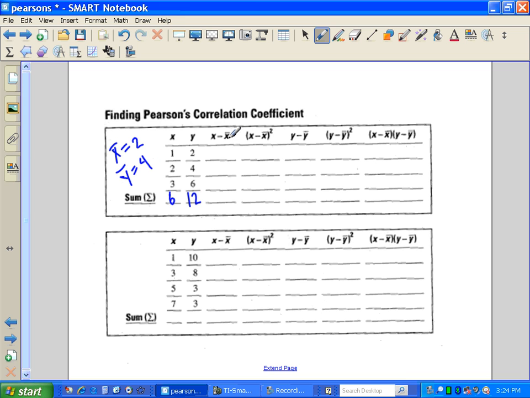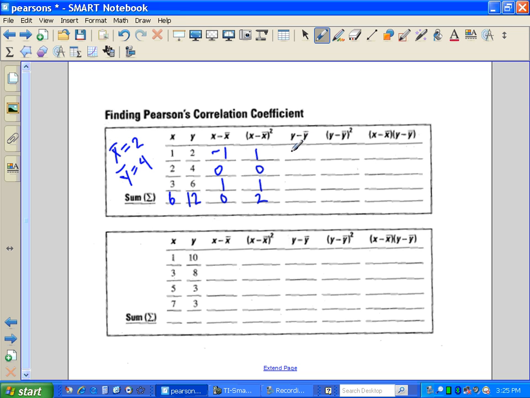Then we're going to start to use this. We take the x data 1 and subtract the mean. 1 minus 2 is negative 1. 2 minus 2 is 0. 3 minus 2 is 1. If I find that sum, that's 0. And then I want to square each of those. Negative 1 squared is 1. 0 squared is 0. 1 squared is 1. The sum of all that is 2.